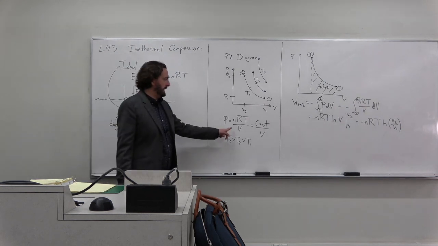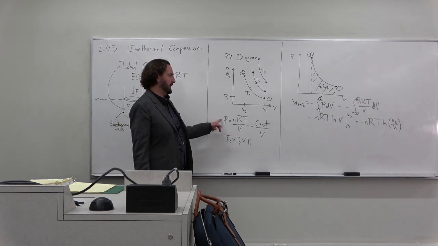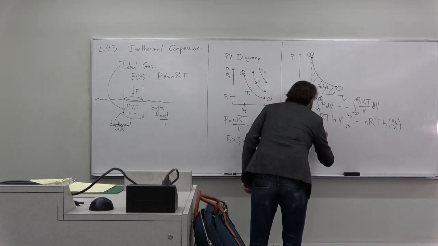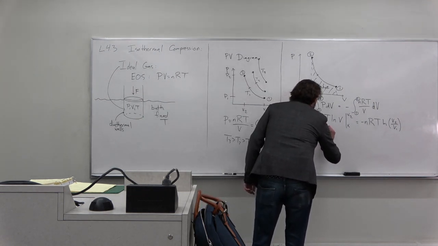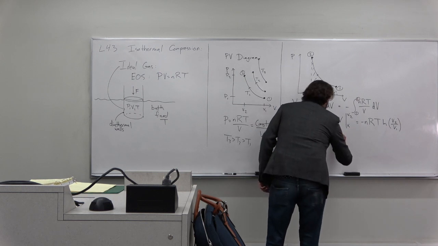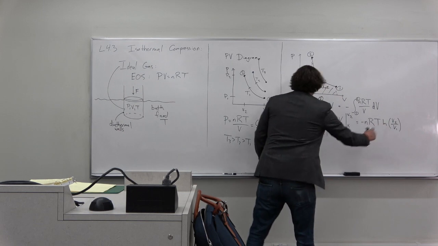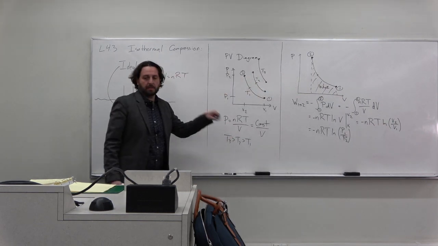All right, now you can see here that I could also have written this in terms of the pressure, right? So I could have written this as minus nRT log P1 over P2, right? And it's flipped because these have an inverse relationship.